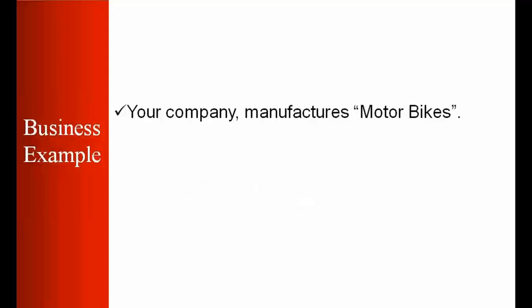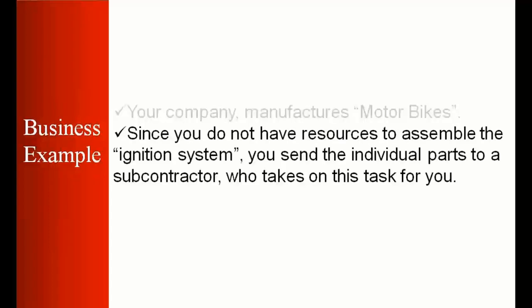So we'll start with a business example. Your company manufactures motorbikes. Since you do not have resources to assemble the ignition system, you send the individual parts to a subcontractor who takes on this task for you. So in this case, you can see that just to do a particular job in the production process, we're sending the goods to the subcontracting vendor who will be doing that job for us.